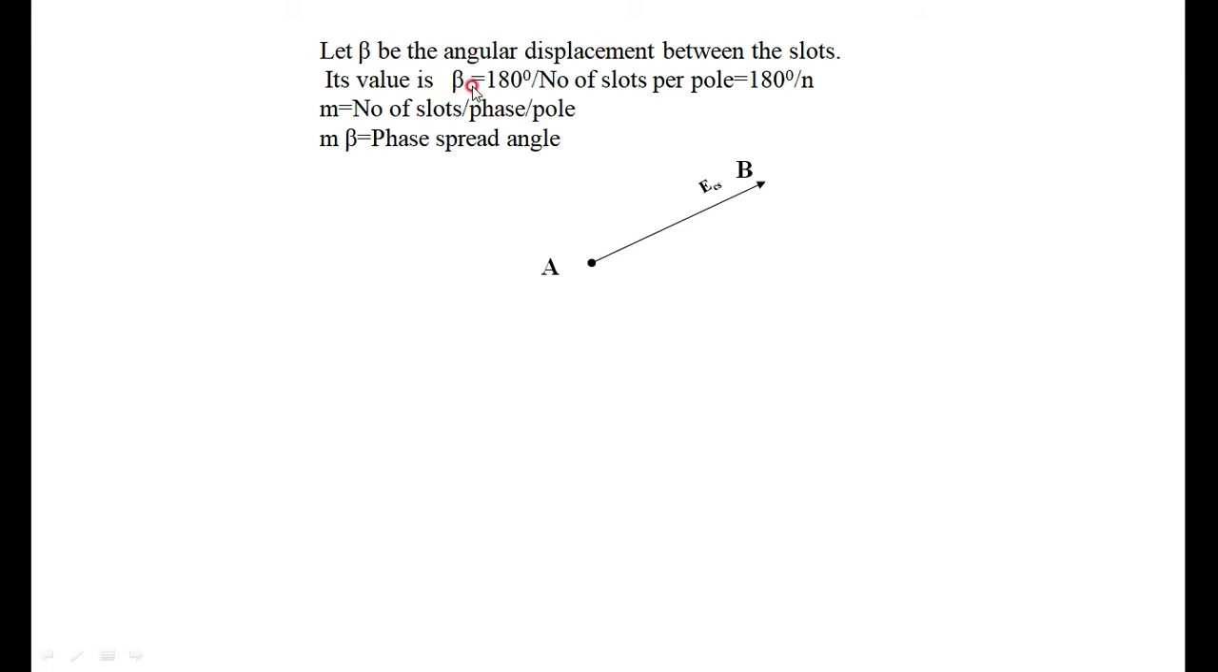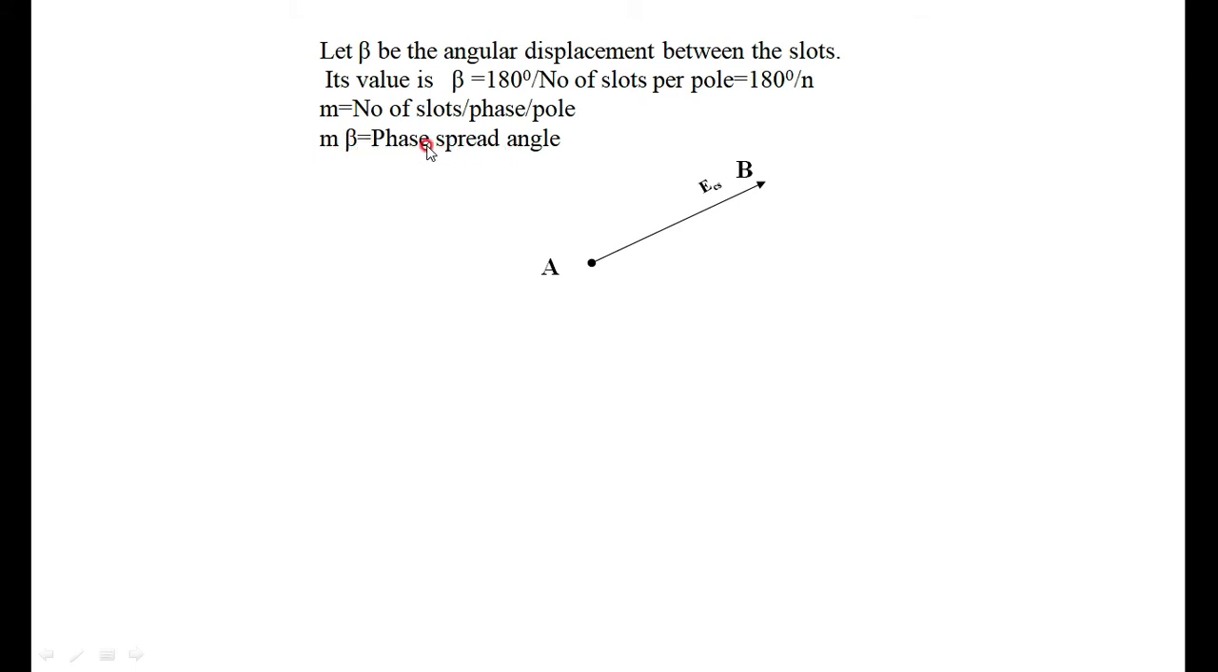Beta is the angle between the slots, given by 180 divided by the number of slots per pole, or in general beta is equal to 180 divided by n. m is the number of slots per pole per phase. In the last figure, there are 36 slots. First you distribute 36 slots for each pole, that is 9 slots per pole. Out of 9 slots, it is once again distributed for 3 phases, and that becomes your m. Then m beta is the phase spread.